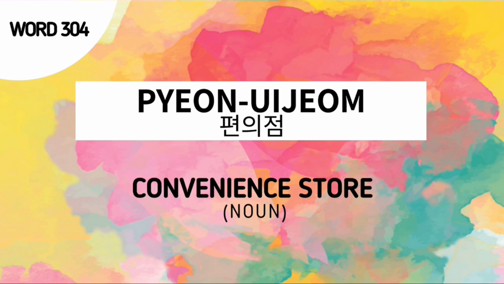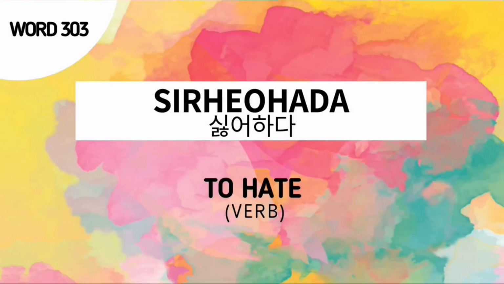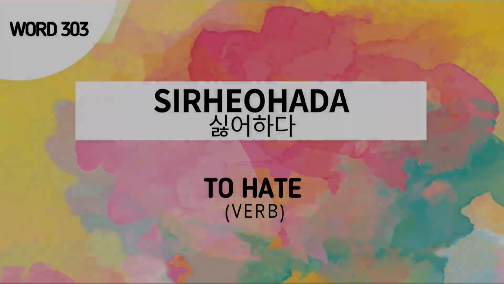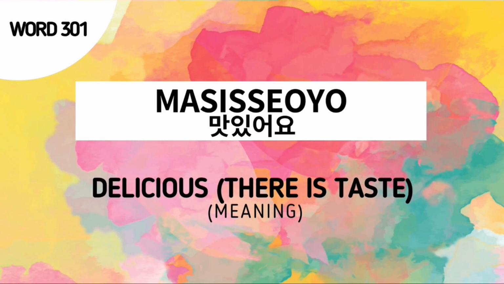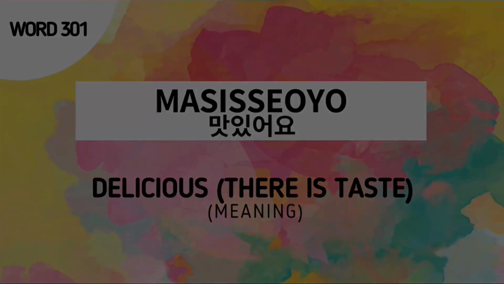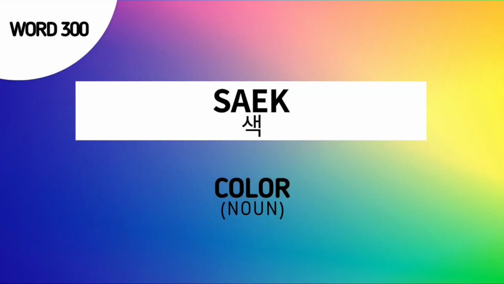Next word is 편의점, which means convenience store. Next word is 싫어하다, which means to hate. Next word is 울지 마요, which means don't cry. Next word is 맛있어요, which means delicious. Next word is 색, which means color.